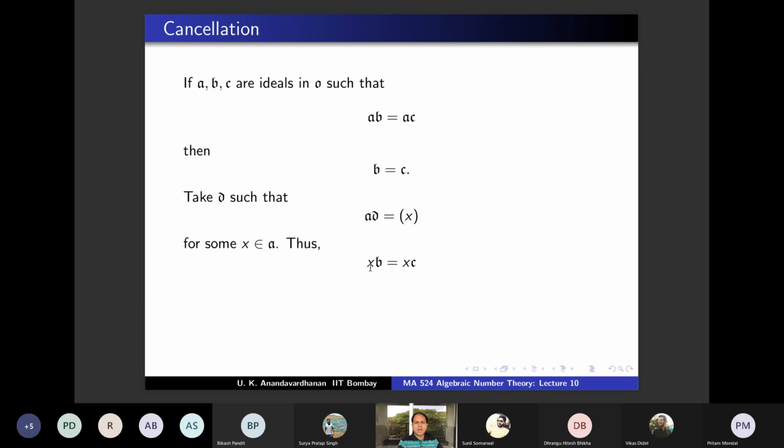So you got the element X times B equal to the element X times C, from which it follows that B equals C. So this is a corollary, the cancellation, that you can cancel ideals. So if AB equals AC, then B equals C. This follows from the previous result. Okay.